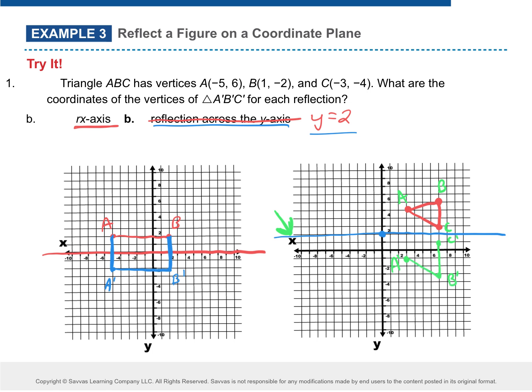So if it gives you a different line other than the x or y axis, you act like the axes aren't there and you treat the other one as your line of reflection. Okay? Questions so far? All right.